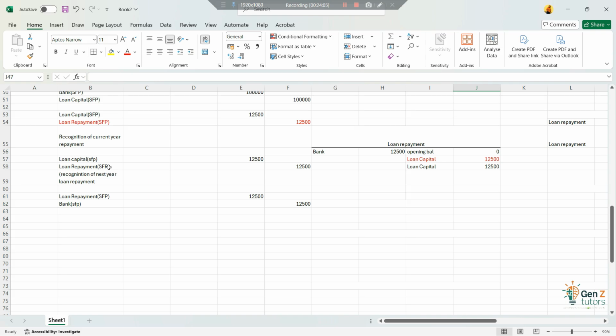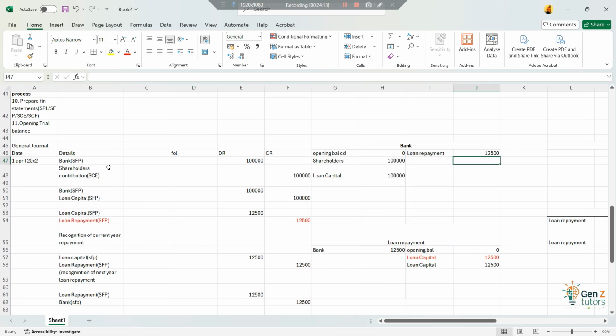If ever there was any interest, we just add that transaction as an adjusting entry when we're doing the adjusted trial balance and stuff like that. So you should be fine.